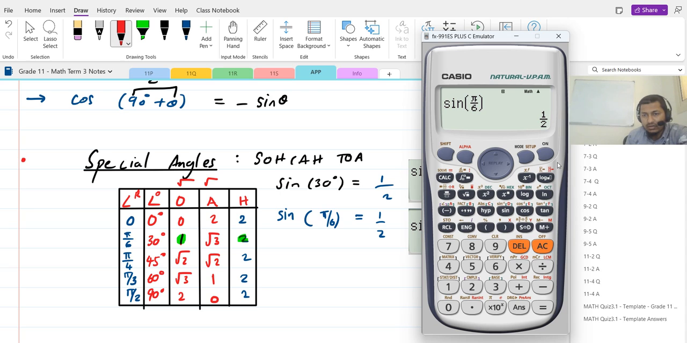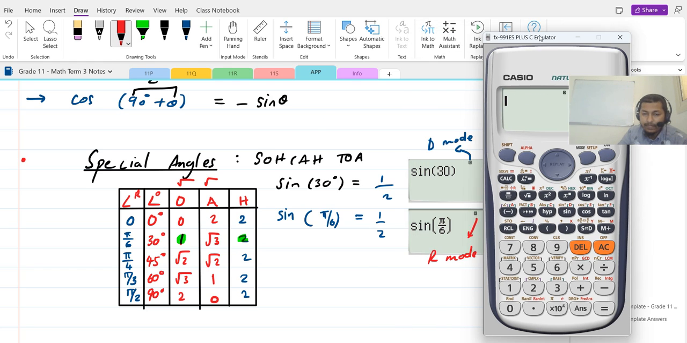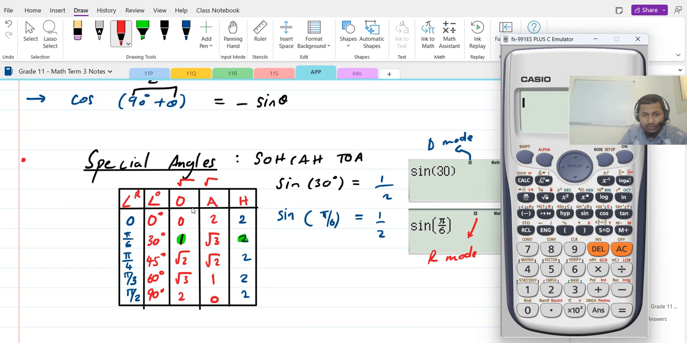And obviously it's not going to give you a half, because sine 30 degrees will give you a half. So in the next section, when I'm doing it, let me just work with degrees, because that's your general mode, your default mode. Right, so that's how we use the special angles.